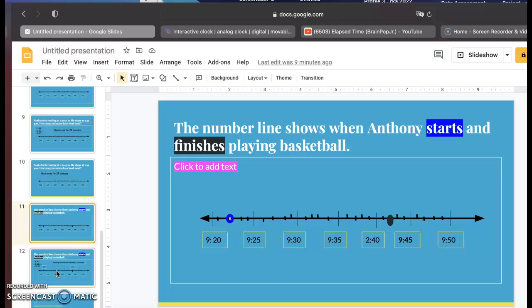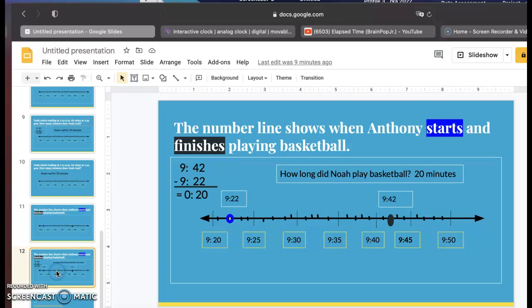Okay, let me see your boards. You've had a minute now. Let's see your boards. Yep, let's see. So on the top, we put the 9:42 because on the number line, it shows us that he ends at 9:42. So we put that on the top, and we're subtracting the time of 9:22 because on the number line, that's what shows us. So if we do our subtraction here, we see that Anthony played basketball for 20 minutes. Perfect. Great, guys. You guys are great.